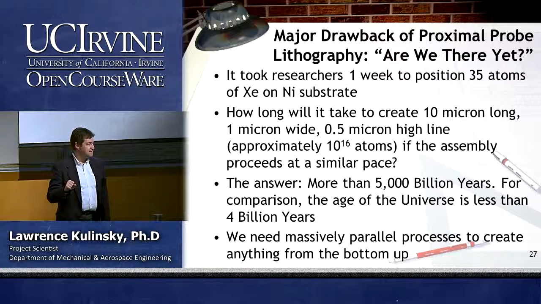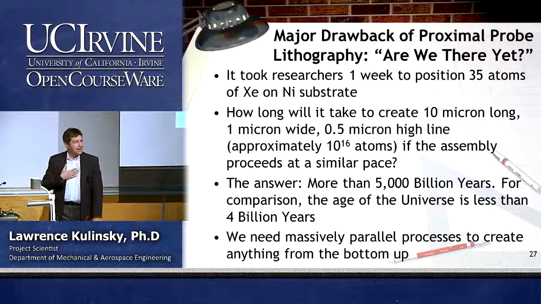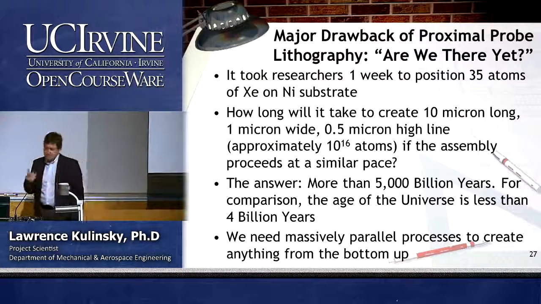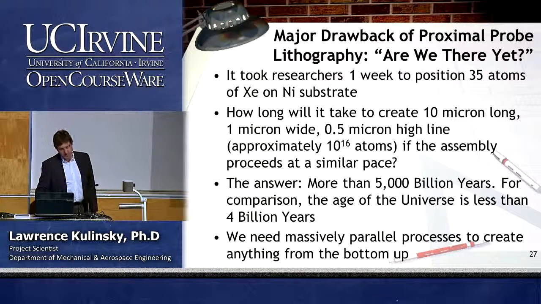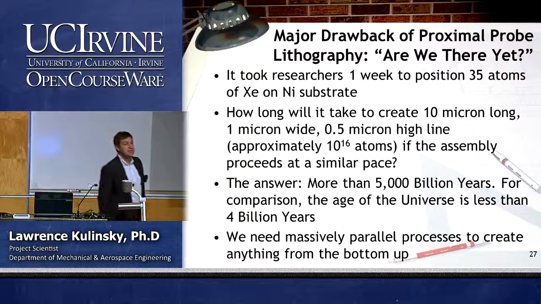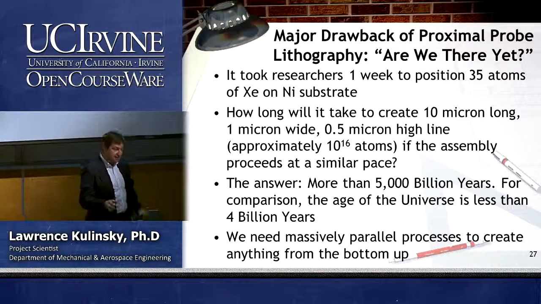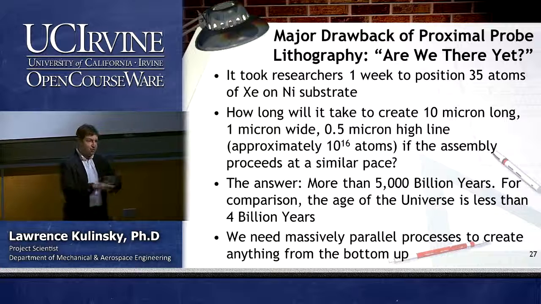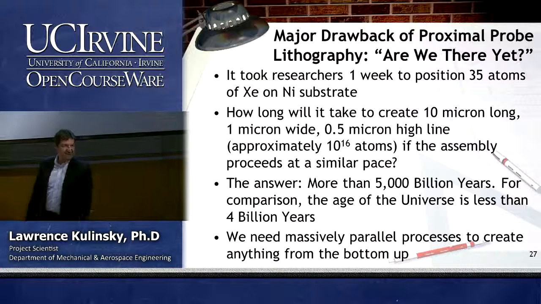Age of the universe. So what is the age of the universe? Do you remember? 13 billion, something, 13.2 billion, right? Maybe 4 is the age of the Earth. Probably. Okay. So it takes 5,000 billion years to put together that line. So it's actually forever, okay? So you need very dedicated researchers to do that, okay?